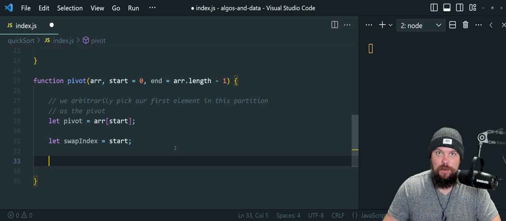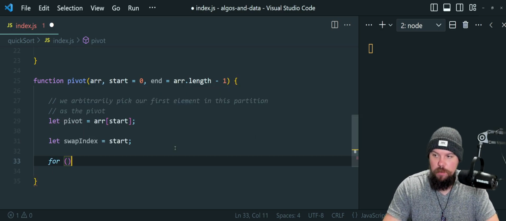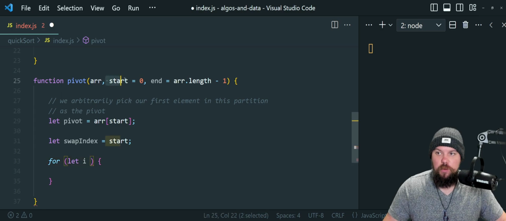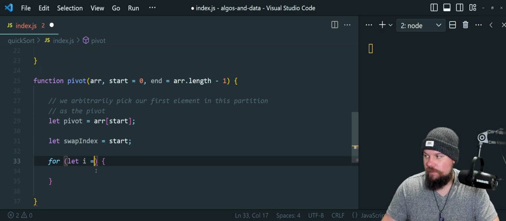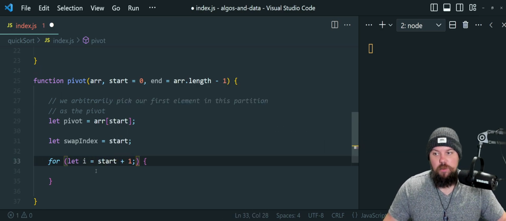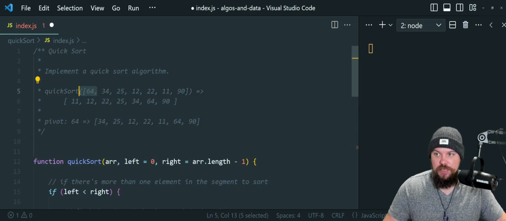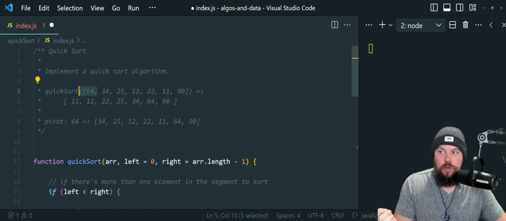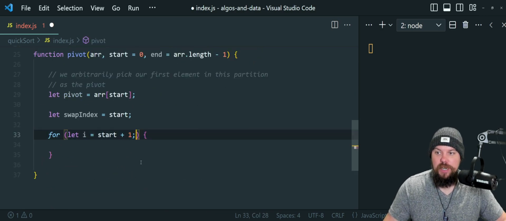That's where it begins. Now we're going to keep track of how many things we swap. To do that, we're going to move through the array one element at a time. Are we going to start at 0? No. We're going to start at whatever start we have passed in. So that's going to be start plus 1. Why is it plus 1? Well, if our pivot is 64, we do not take 64 to compare against 64 itself. We go start plus 1 to get 34, hence why we start at that position.